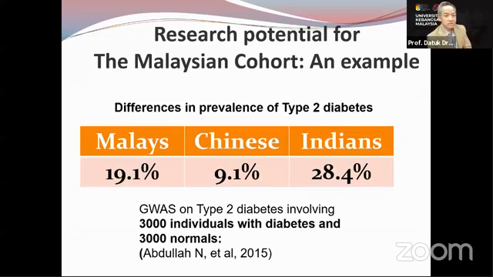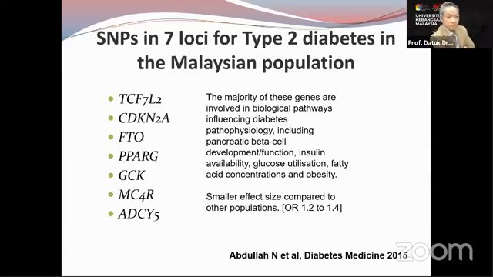So I just want to show a snapshot of some of the studies. We did our first GWAS for type 2 diabetes, and this was published in 2015, leveraging the differences in prevalence of type 2 diabetes amongst the ethnic groups. As you can see, Indians have the highest prevalence compared to Malays, and Chinese have the lowest prevalence. And we published this and showed the variance in 7 key loci for type 2 diabetes in the Malaysian population.